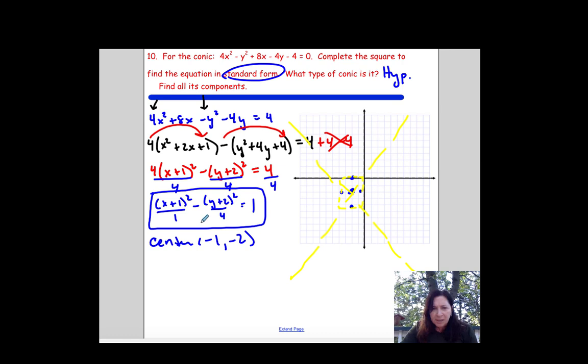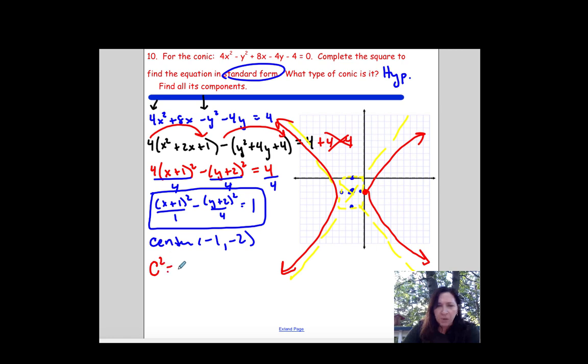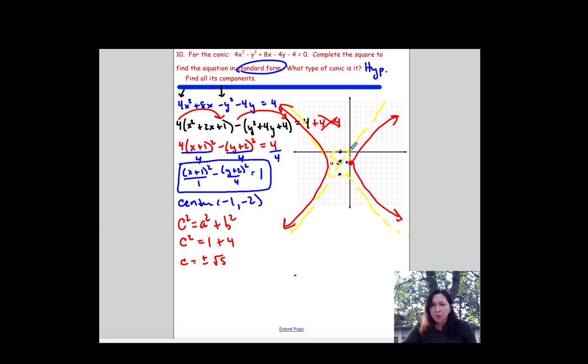Now, finishing this, we know that because the x squared term is positive, my hyperbola will follow the yellow asymptotes like this. Okay, we need to find our focal point, so we're going to go c squared equals a squared plus b squared. And remember, in an ellipse, this is minus. So c squared is equal to a being positive 1 plus 4, 5. So c equals plus or minus the square root of 5. If my center was at 0, 0, my foci would be at root 5, 0 and negative root 5, 0.